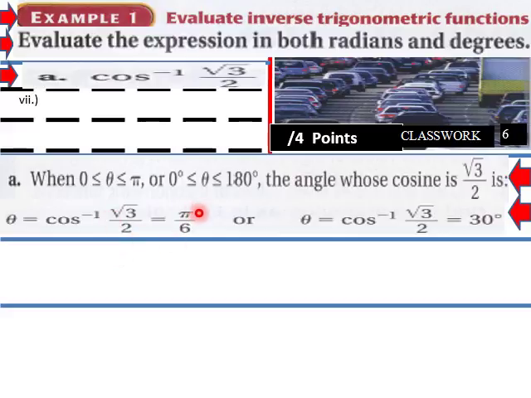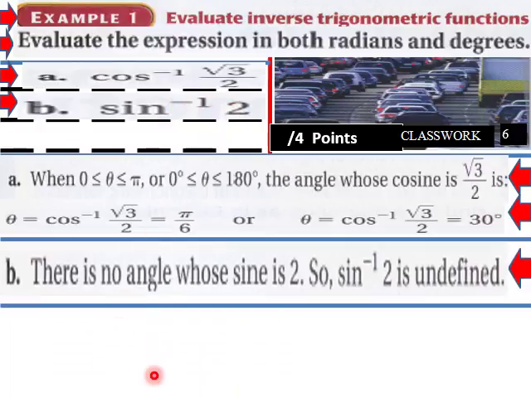So you get pi over 6, or 30 degrees here, for the inverse of this ratio in cosine. So the inverse sine of 2 would be, there is no angle whose sine is 2, so the inverse sine of 2 will be undefined.